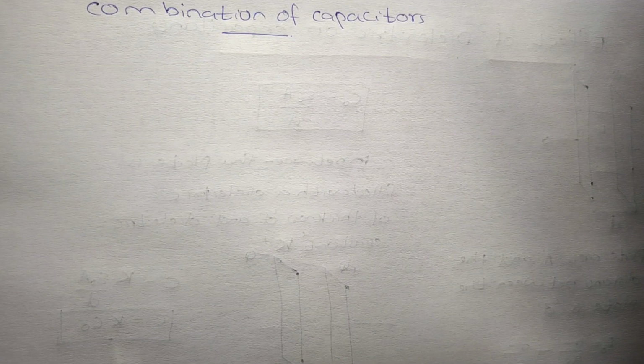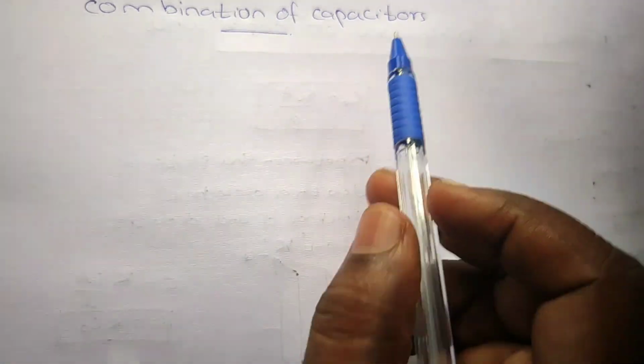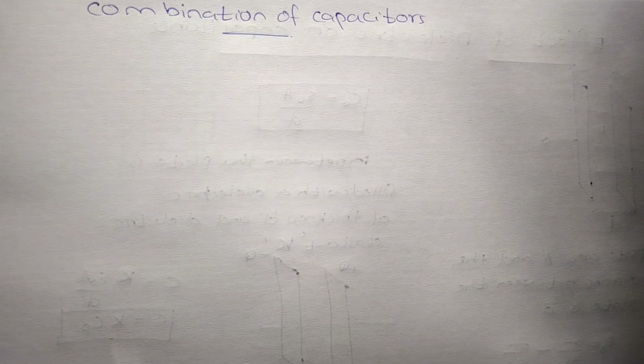In this video, I am going to discuss the combination of capacitors. What is meant by combination of capacitors? If two or more capacitors are connected together, what is the capacitance? That we are going to study in this chapter. Combination means combining of capacitors.